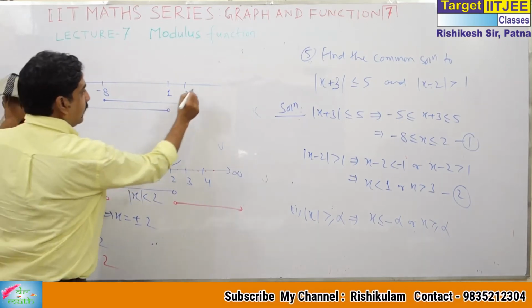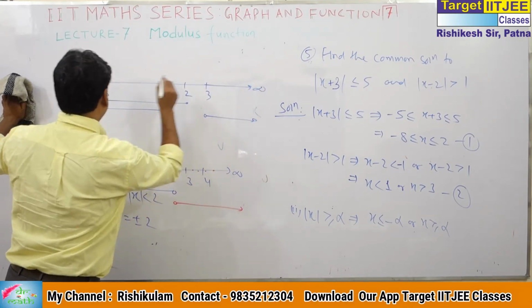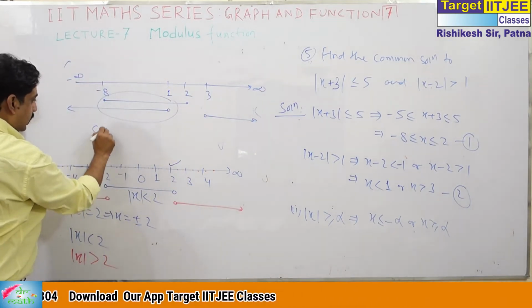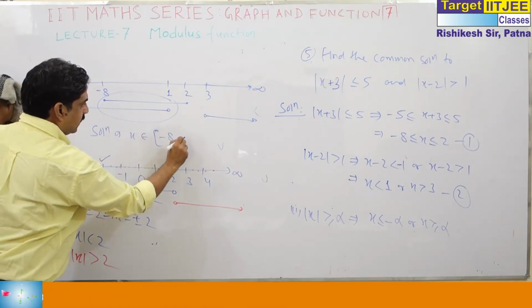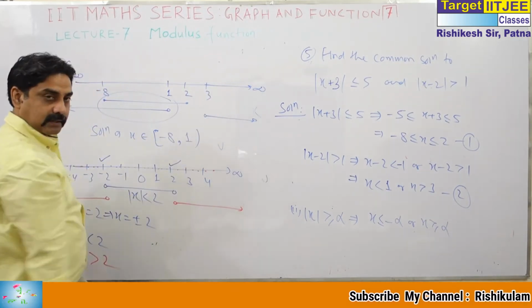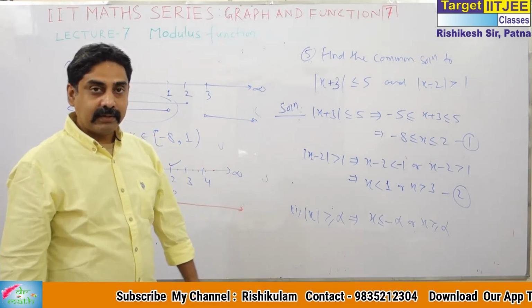And this is what? Greater than 3. Greater than 3. What is the common value? This is the common value. Solution is what? Solution is x belongs to minus 8 to 1. Okay? There is no common part in this. Sometimes you may get a common part in this. This is the solution. This is the way to write the inequality.